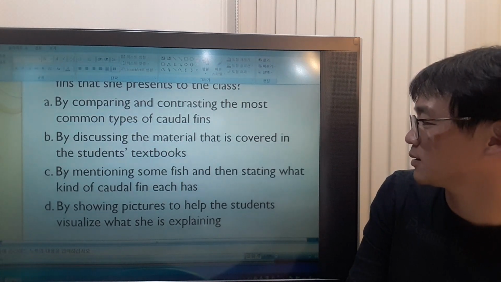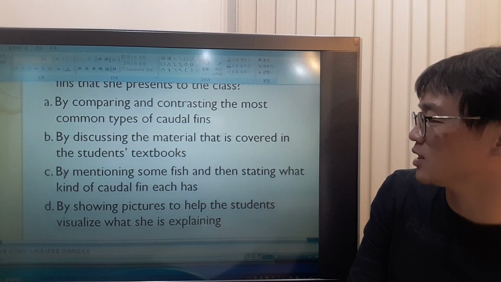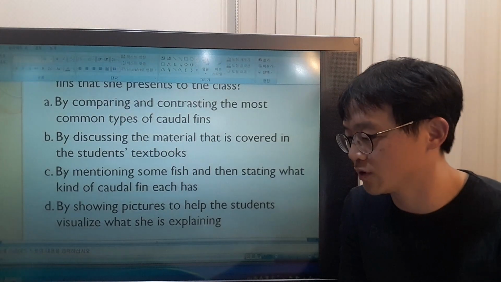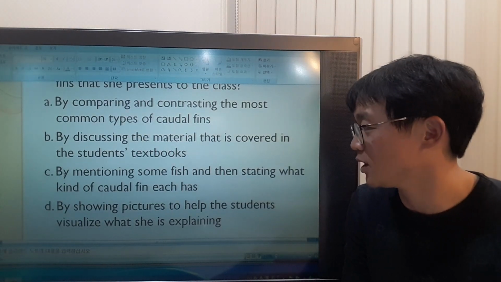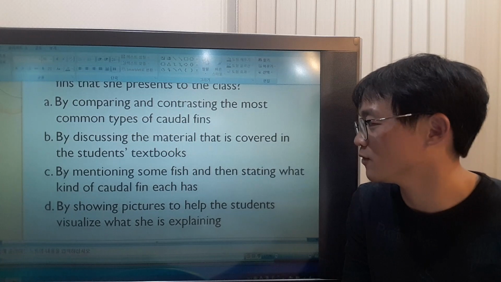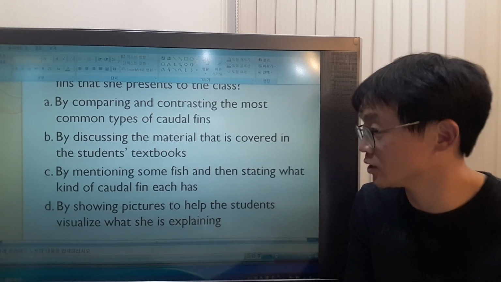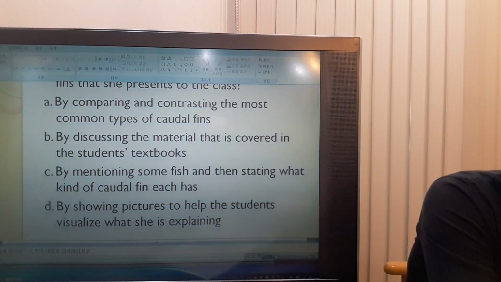C, by mentioning some fish and then stating what kind of caudal fin each has. Okay? That means giving the example of the fish which has those different caudal fins, but she's not giving the example of the fish which has each caudal fin. So this is not the answer, okay? Let's move to the next one.